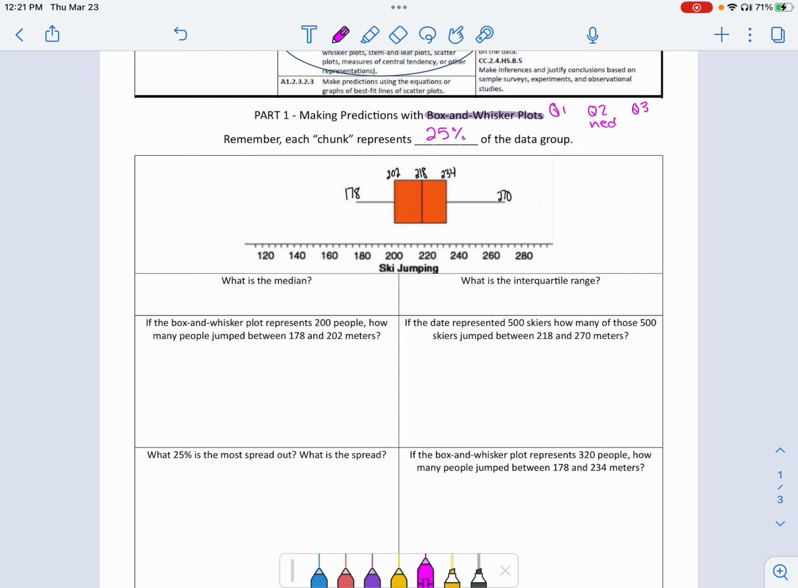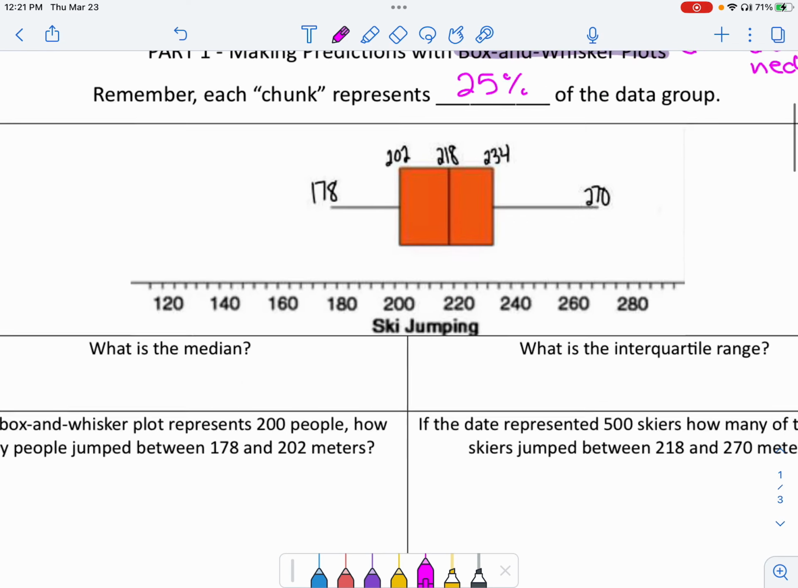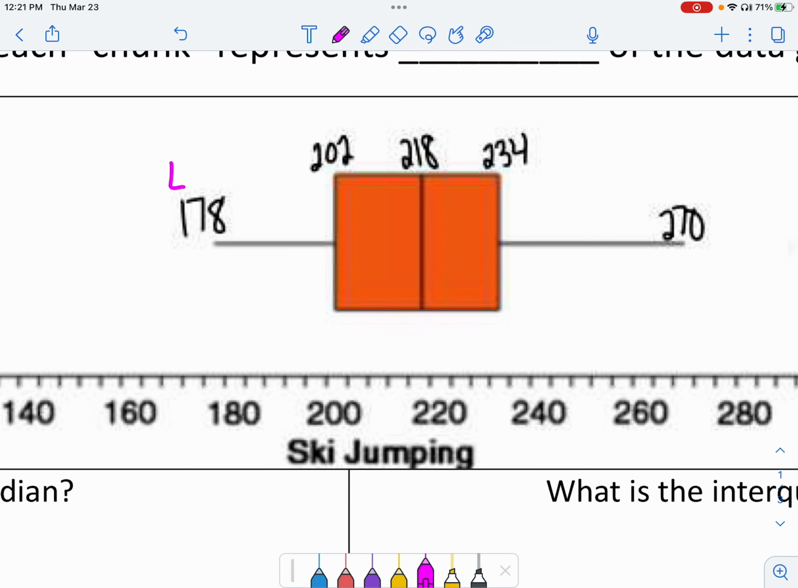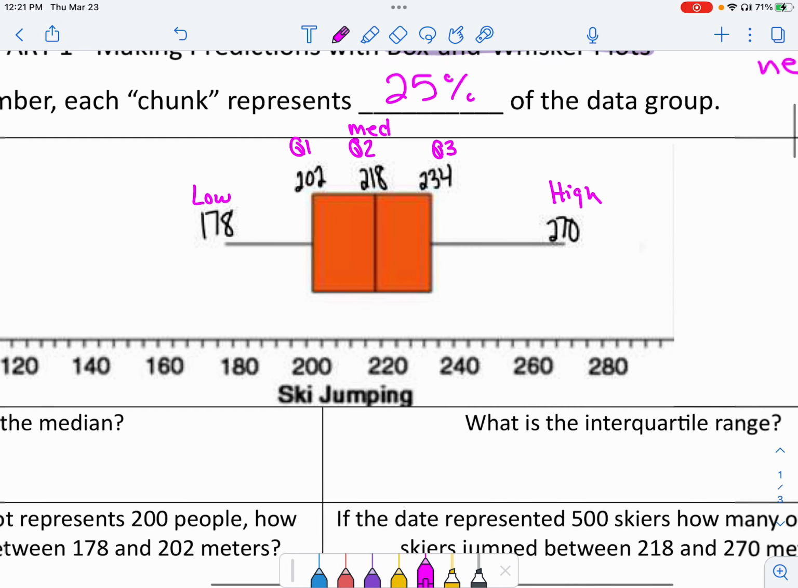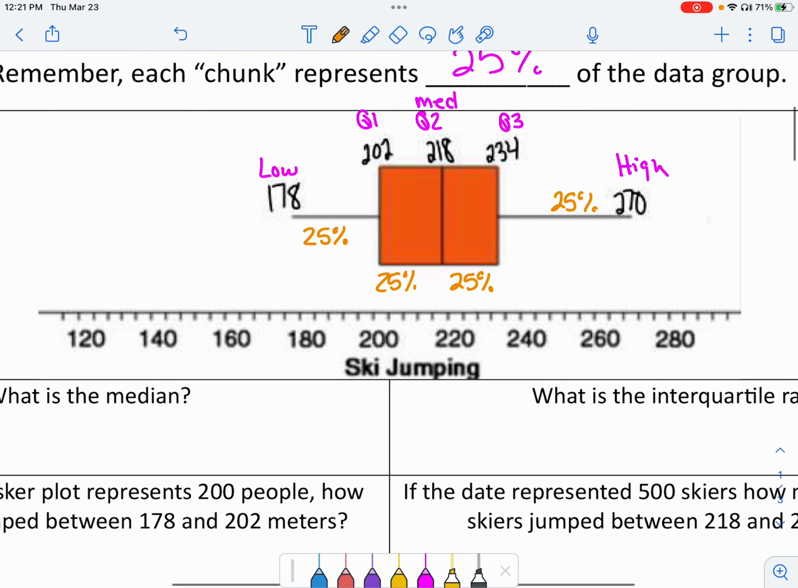So this particular one is about ski jumping in the Olympics, I believe was the title of it when I stole it. So let's just take a look at it and identify some things. Please remember that this is the low or the minimum, and this is the high or the maximum. This is your quartile one, the middle of your first half, and quartile two, your median, and this is quartile three, the middle of your upper half. Every single chunk within here represents 25% of the jumps that have been recorded in this data set, however many that might be.